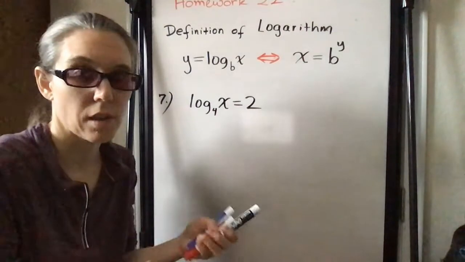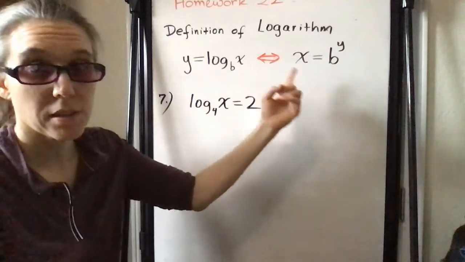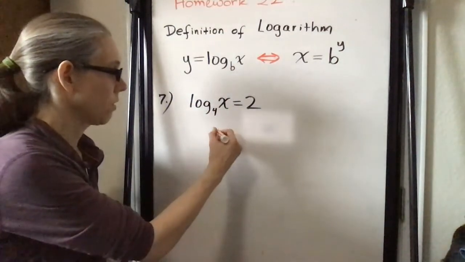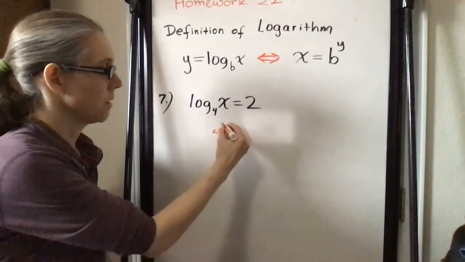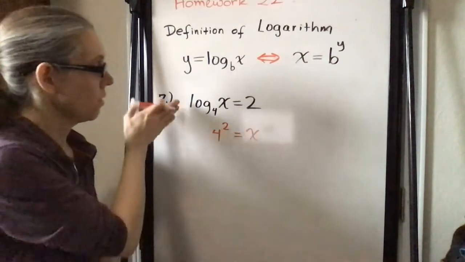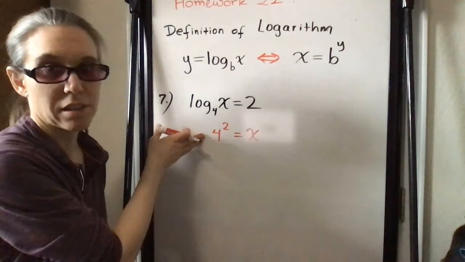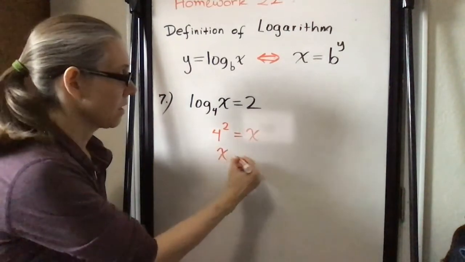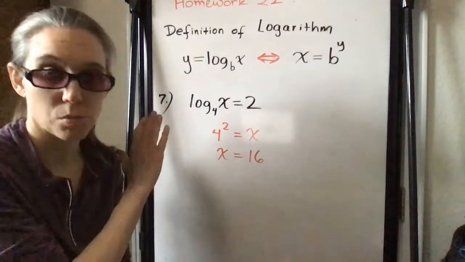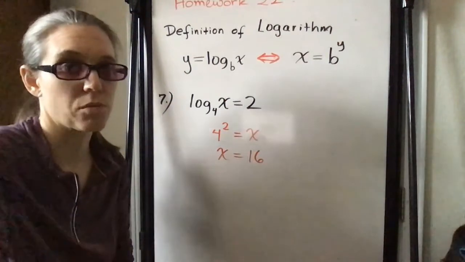So how do we solve this equation? Change it from logarithmic form to exponential form. If you change it, you end up with this. 4 is the base. Swap the location of x and 2. This is logarithmic form, this is exponential form, and now you can see clearly that the answer is x equals 16. That's all you have to do. Just be able to switch back and forth between logarithmic form and exponential form.